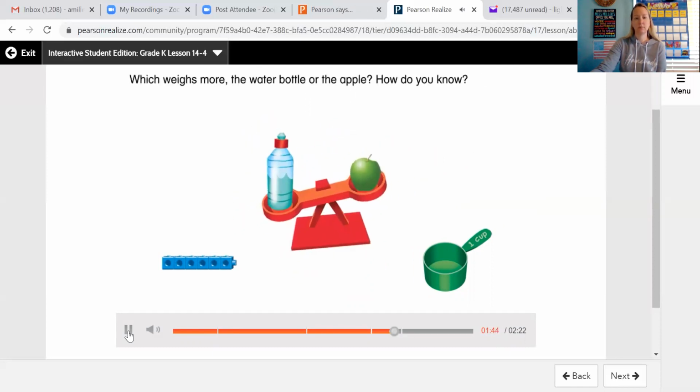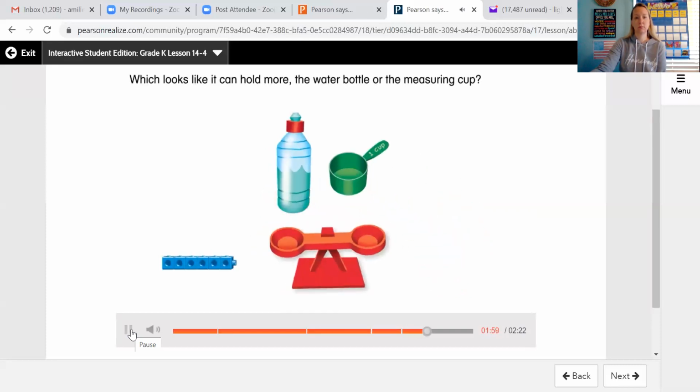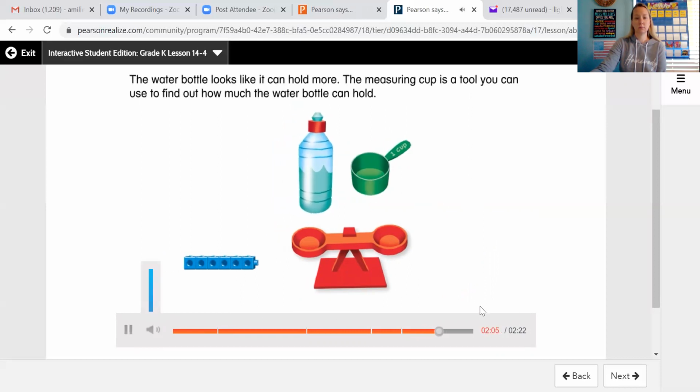Which weighs more, the water bottle or the apple? How do you know? Remember, on a balance scale, the side that goes down is heavier, the side that goes up is lighter. So which one is heavier, the water bottle or the apple? Let's find out. The water bottle weighs more. The side with the water bottle is lower. Which looks like it can hold more, the water bottle or the measuring cup? The water bottle looks like it can hold more. The measuring cup is a tool you can use to find out how much the water bottle can hold.